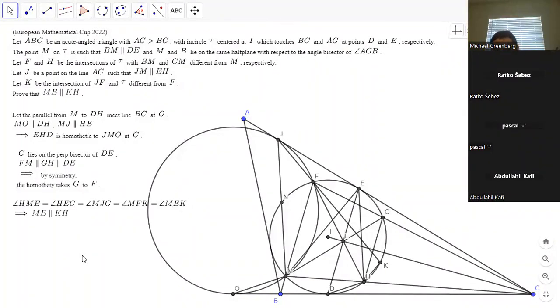No, I'm sorry. Oh, well, that's true by the homothety. Yeah. Because MJ is parallel to HE and MF is parallel to HG. So by the homothety, those are parallel. Oh, and then it's kind of obvious. Yeah. Okay. So they both work.